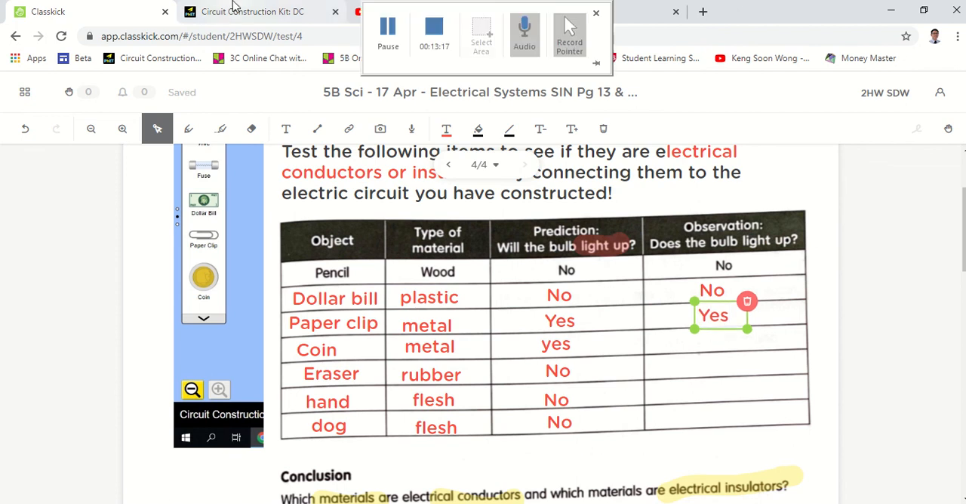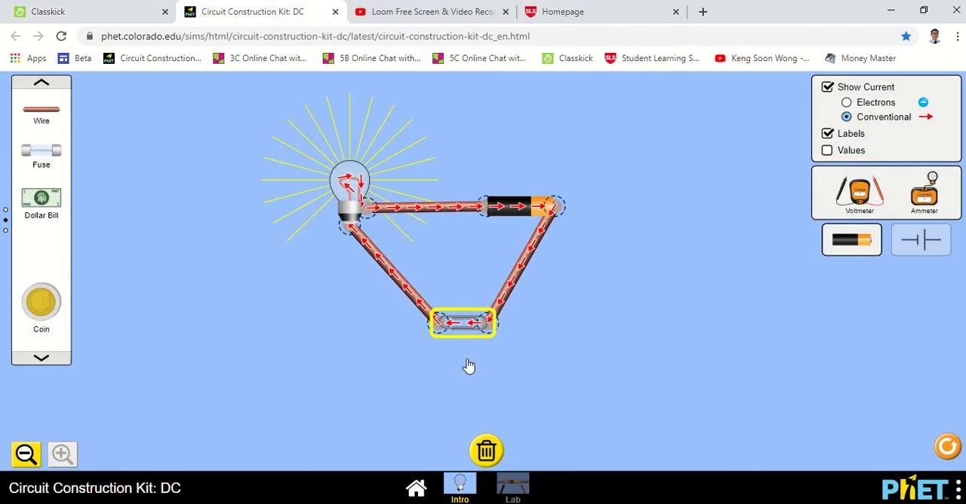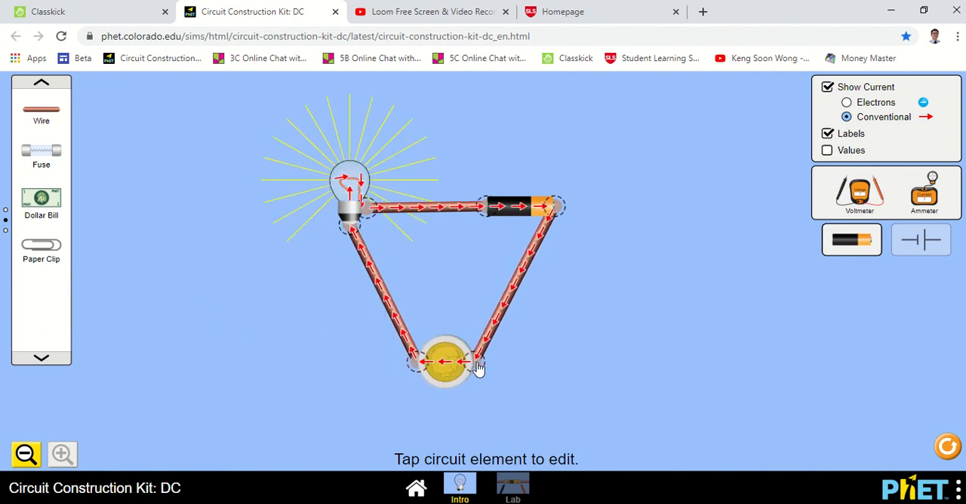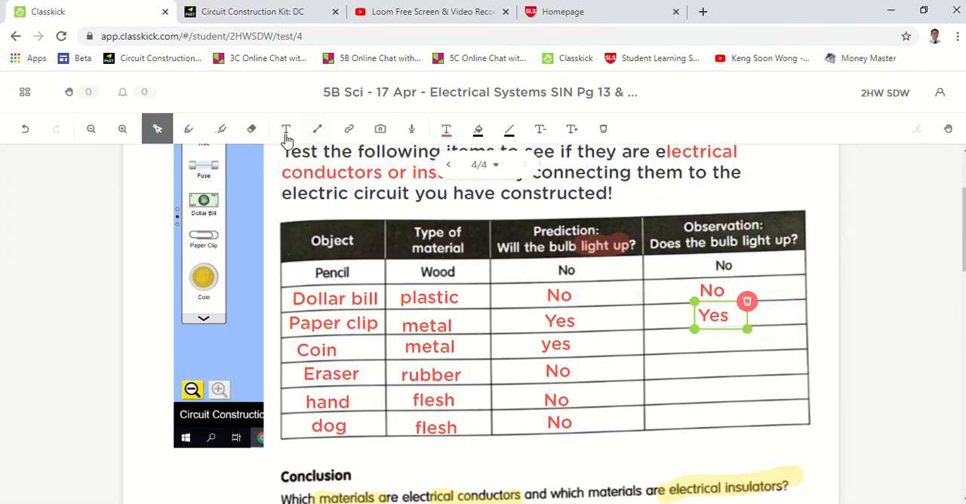Okay, let's try for coin. Okay, coin, connect to the coin. You see that the bulb lights up. Why? Coin is a metal, is an electrical conductor, conducts electric current, light bulb lights up. Okay, so coin, yes, it will light up.